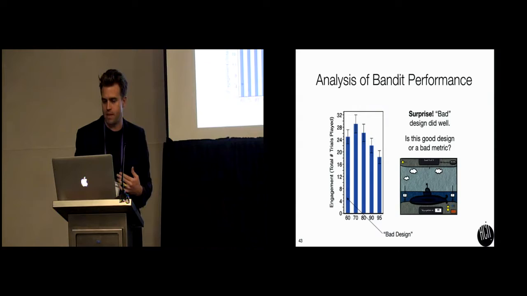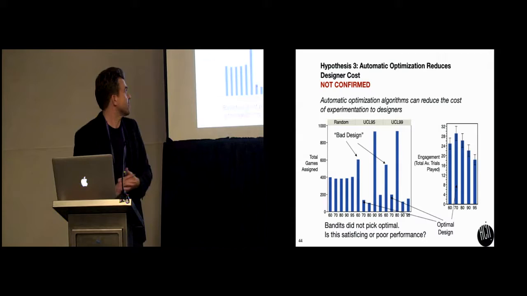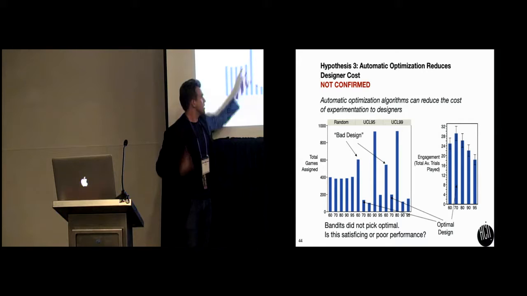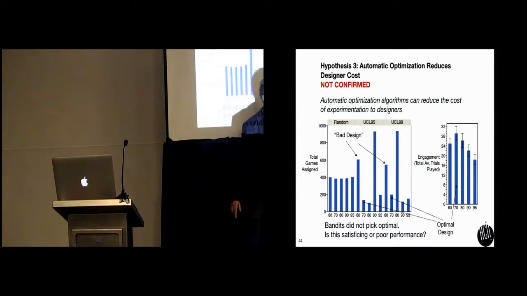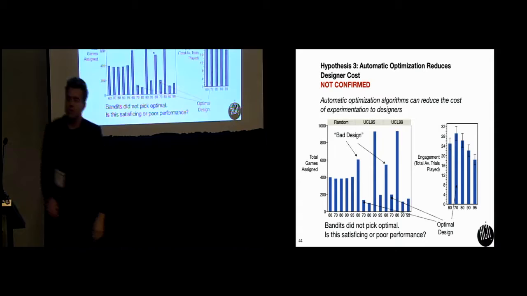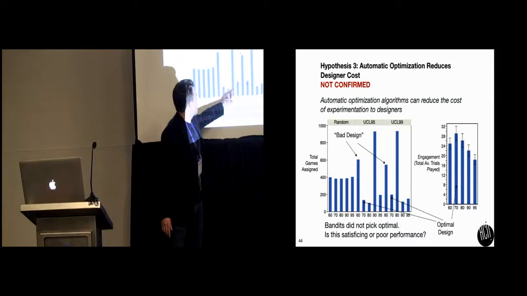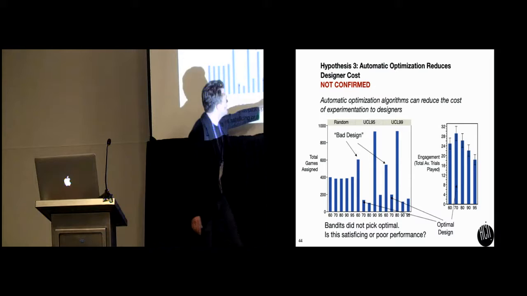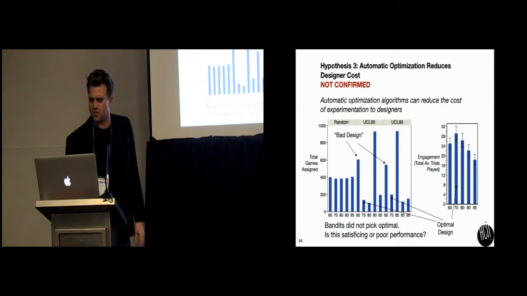In terms of the ability to reduce designer costs, it was definitely not confirmed. Not only did this bad design do well, just as a result of the metrics, but the most successful design, so this is random assignment, measures of how long people played. The longest played was 70, and you can say that 90 and 95 are not overlapping in their confidence intervals, so significantly different. The two bandits, they chose 90 and 80. So 80 you could understand, but 90 didn't even work. And so the bandits didn't even work. And so we were struggling. We were trying to understand why did this happen?